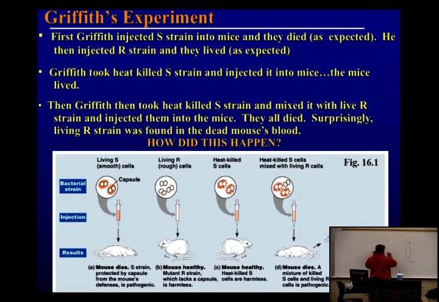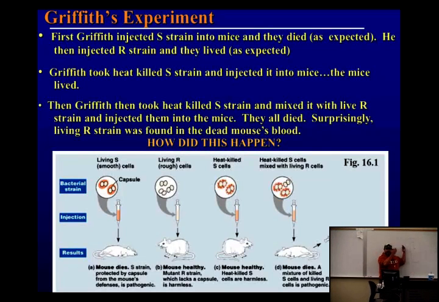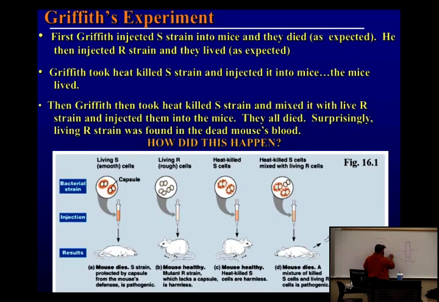One of those is that the dead one somehow gave something to the live R's that made them, because when he isolated these out of the blood, he found living S1s, right? So the other option is that the dead S1s somehow were resurrected in the presence of the live R strain. So you think that happened? No. So this is the first experiment that showed that genetic material could be transferred from one bacteria to another. And we call this transformation, and this term is still used today.